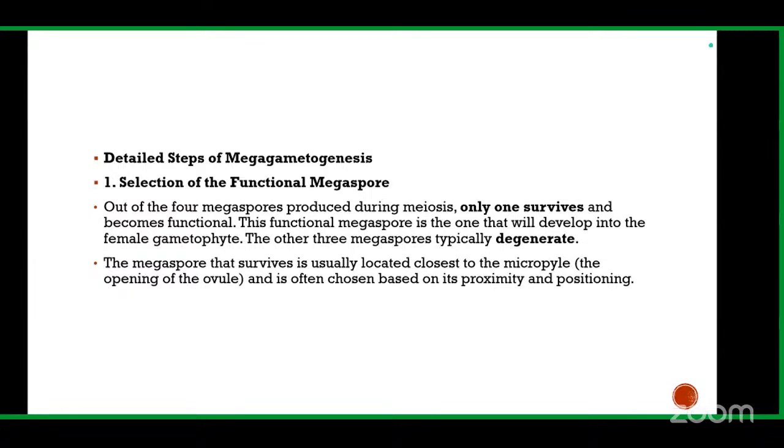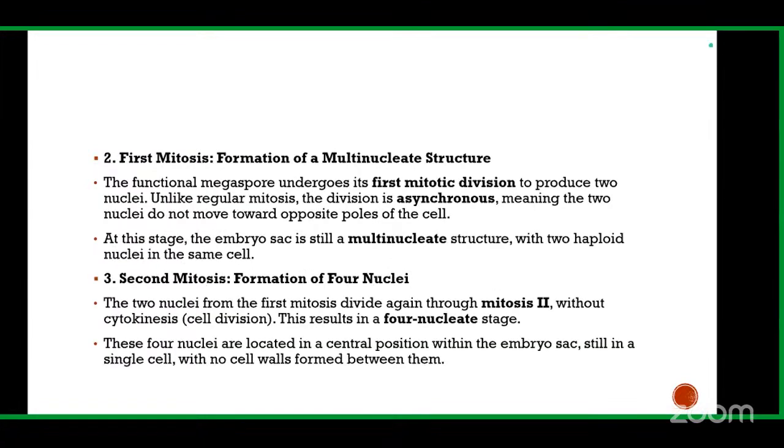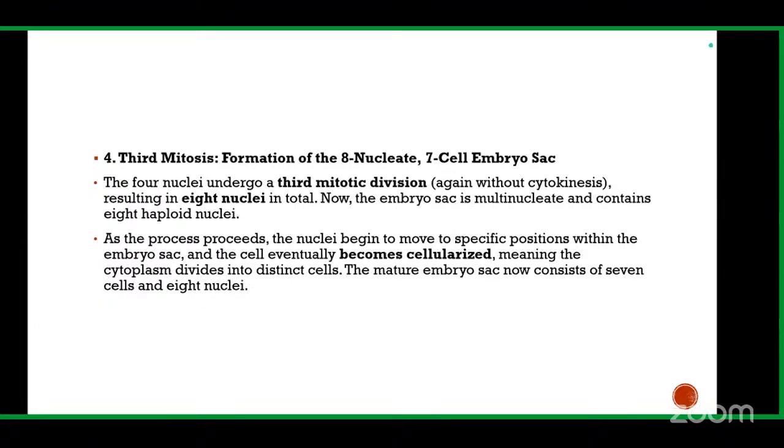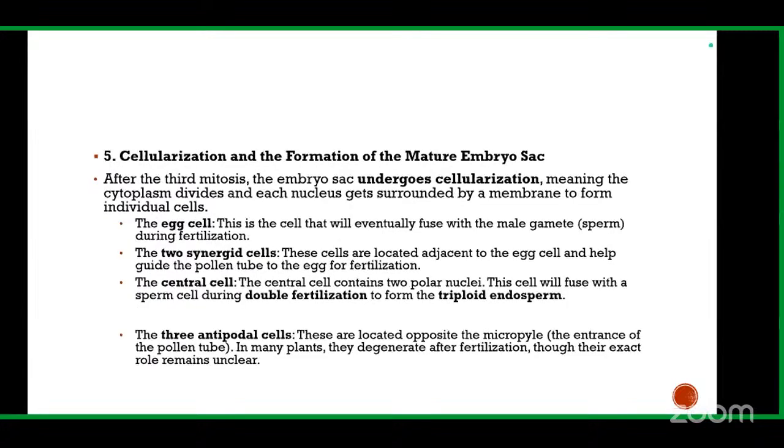So, selection of the functional megaspore: only 1 will survive, and the rest 3 will degenerate. Then there will be the first mitotic division, forming a multinucleate structure with 2 nuclei. Then the second mitotic division will form 4 nuclei. Then the third mitotic division will form 8 nuclei. That's why it is known as an 8 nucleate, 7-cell structure. And then cellularization and formation of the mature embryo sac.